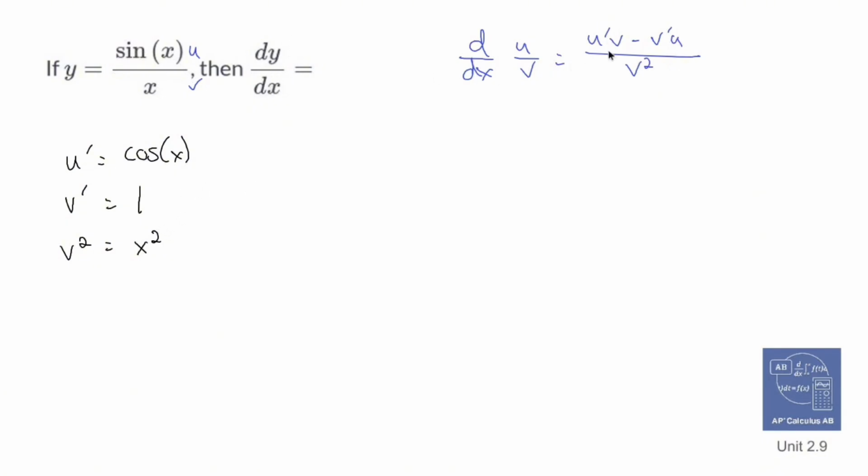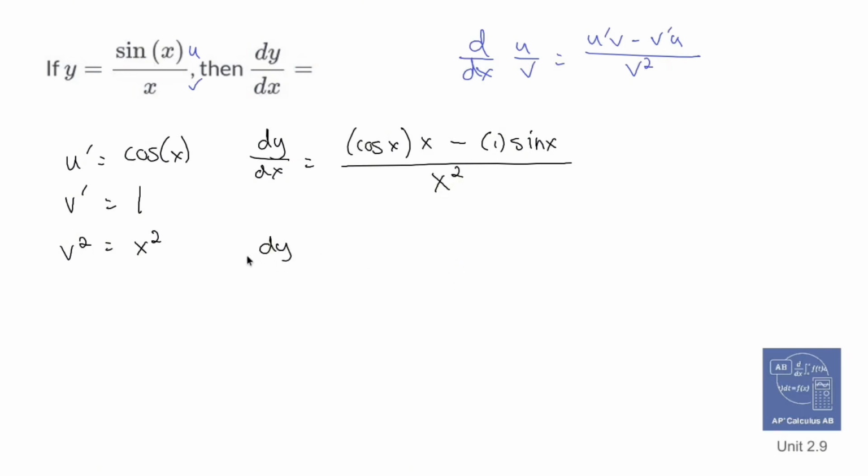So dy dx would be me putting this all together. Dy dx is going to be u prime v, which is cos x is my u prime, times v, which is regular x, minus v prime u. V prime is 1. U is sine x, all over x squared because it's v squared. Cleaning this up a little bit, dy dx is going to be x cosine x minus sine x over x squared.